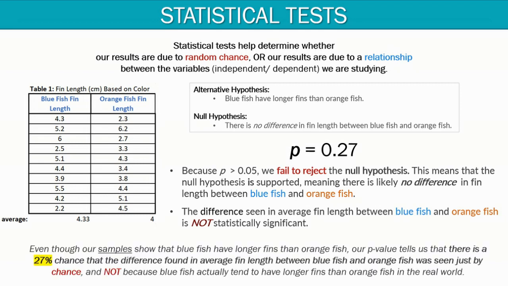This means that even though our samples show that blue fish have longer fins than orange fish, there is a 27% chance that the difference found in average fin length between blue fish and orange fish was seen by chance, and not because blue fish actually tend to have longer fins than orange fish in the real world.